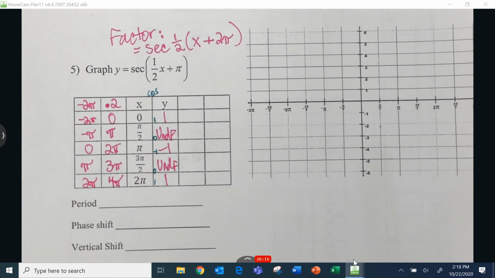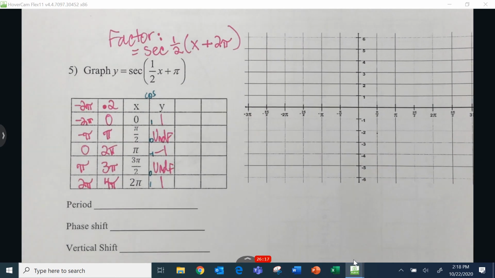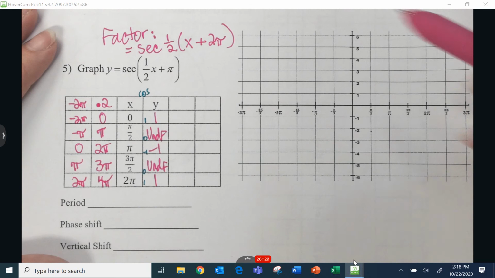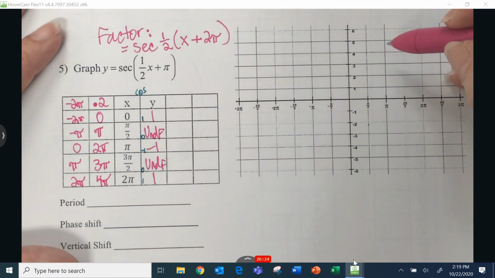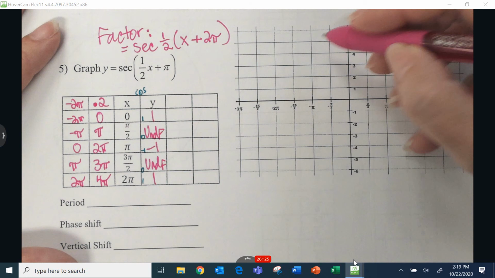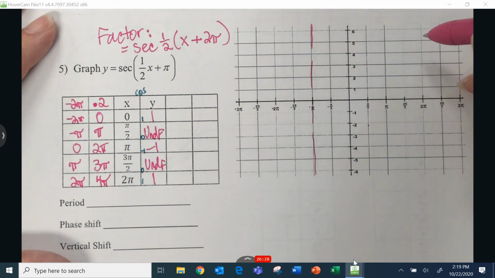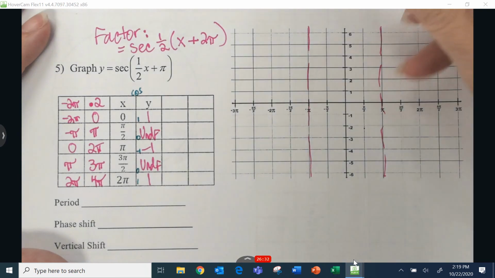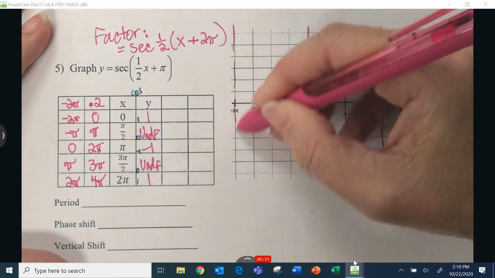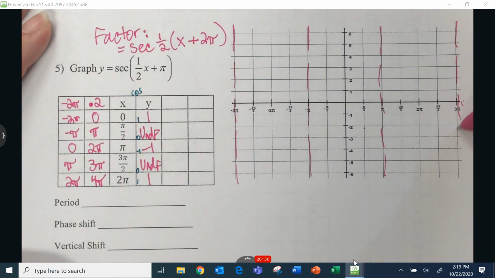So now I'm going to put my asymptotes in. Negative pi is there, and pi. And then once I have 2 of them, I can find more of them by just following my pattern of how far they are.